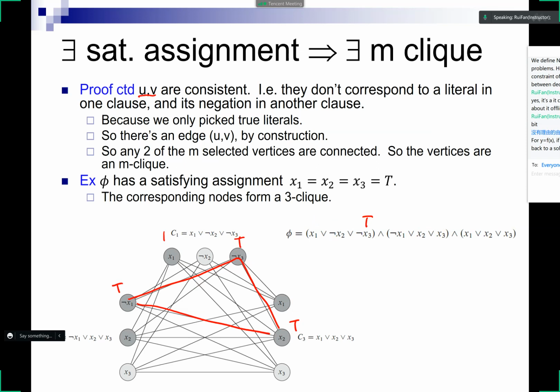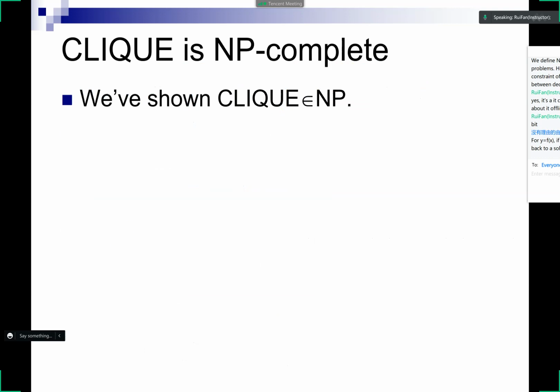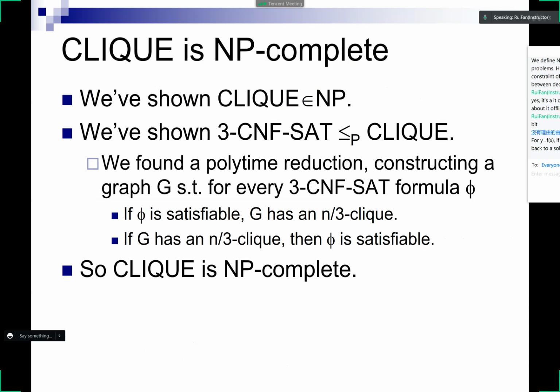When you do this, not x3 here is going to be true, not x1 is going to be true, and x2 is going to be true. Altogether, this makes the entire formula true. So therefore, you've gone from an m-clique to a satisfying assignment. And we also showed that you can produce an m-clique from a satisfying assignment. So we've shown both directions of this reduction, and this shows that 3CNF-SAT reduces to clique. And because we know clique is in NP, this shows that clique is NP-complete.